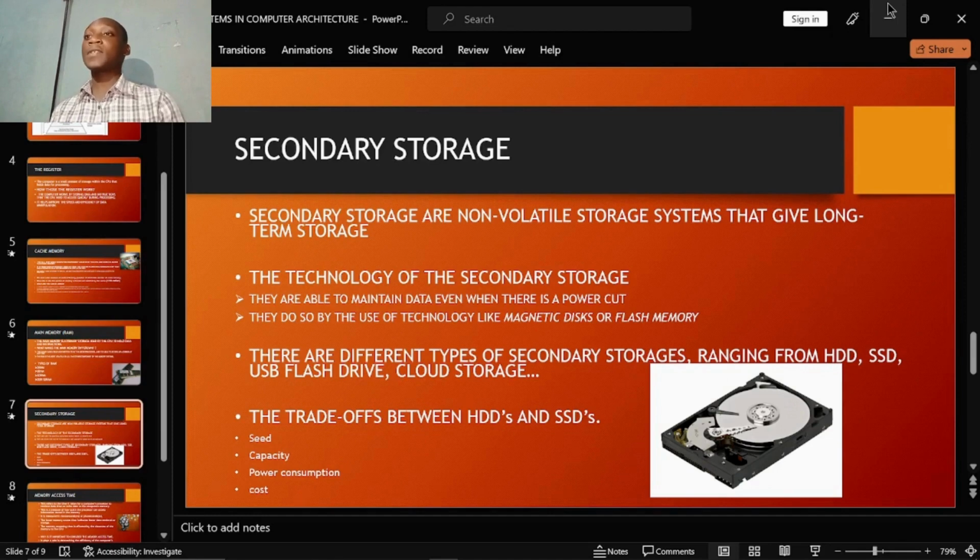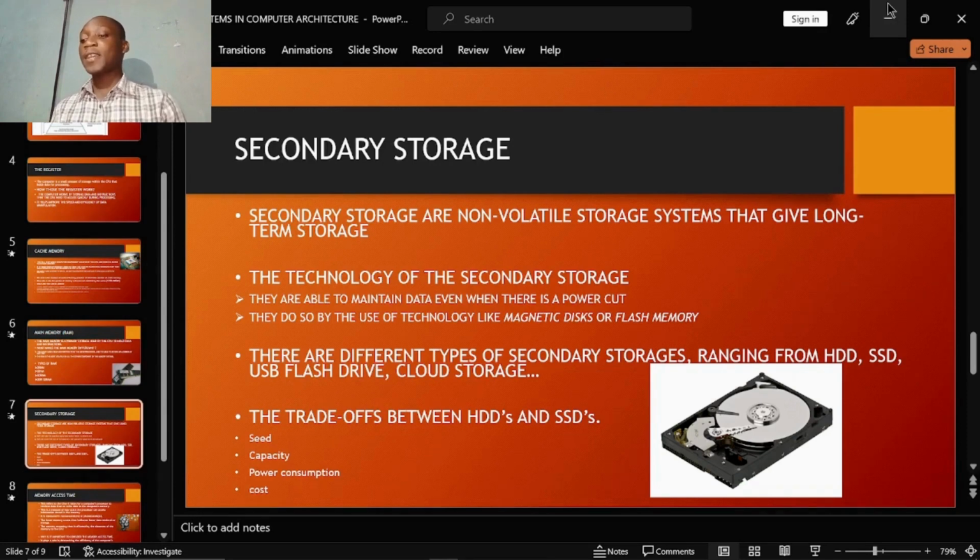So what is the technology that the secondary storages use, which is different from the other components of the memory system? They are able to maintain data even when there is a power cut. They do this by the use of technologies like the magnetic disk or flash memory. So this process makes the secondary storage a very slow storage.